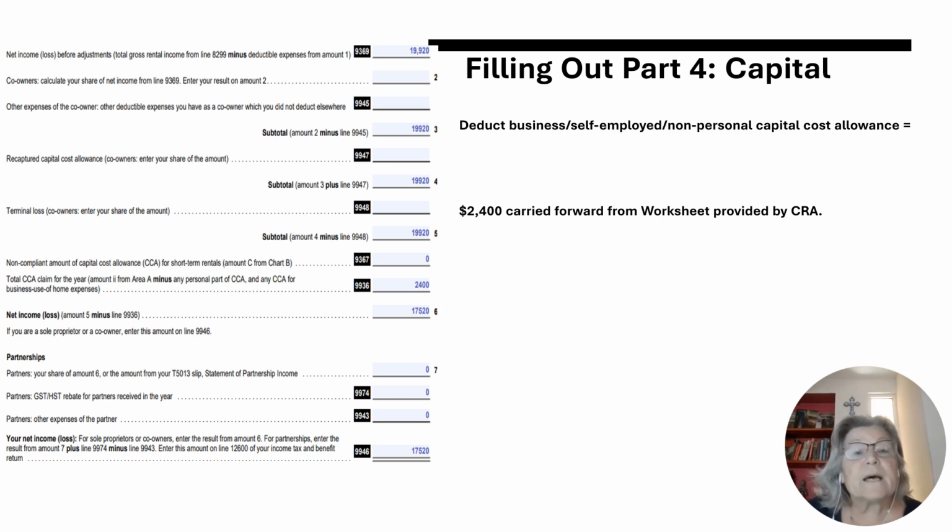So 19,920 after we subtracted those operating expenses from before, and then we get to claim 2,400 deduction off of our capital cost allowance, so our net rental income, 17,520, right?